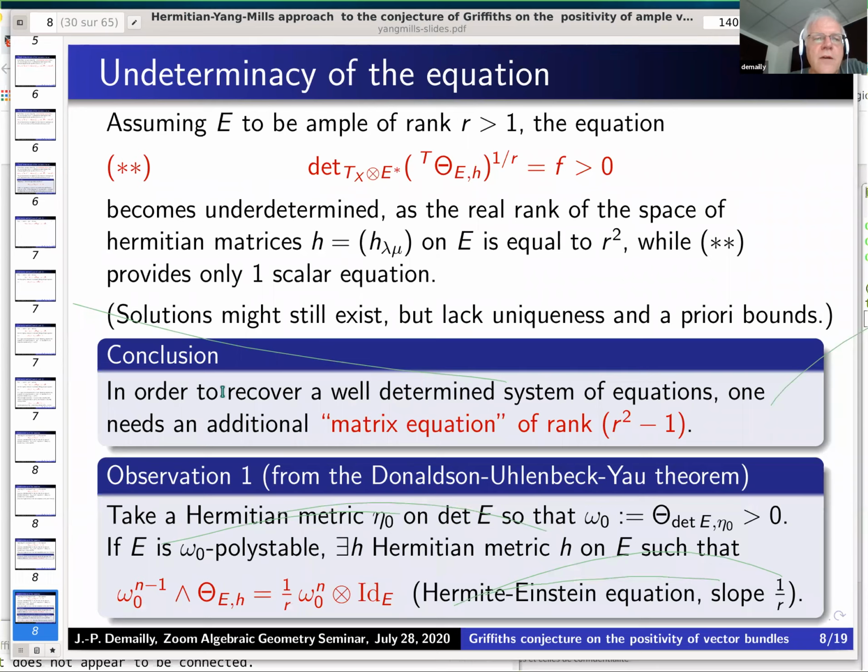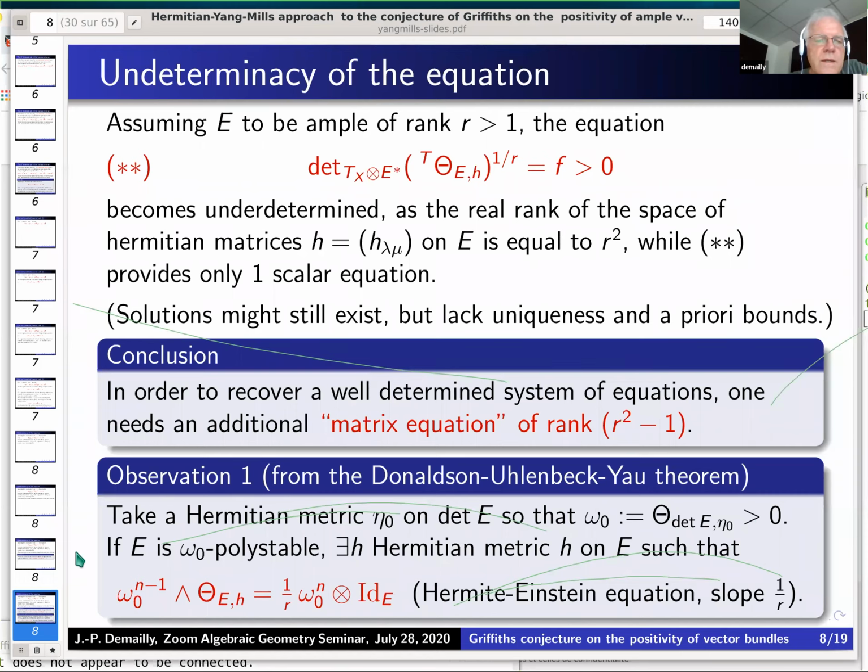And now an observation that comes from the Donaldson-Uhlenbeck-Yau theorem for the equivalence of stability of vector bundles is that if you have a Hermitian metric on the determinant of E, of course, E being ample implies that the determinant of E is ample. And then, of course, you get the polarization, omega 0, a positive Kähler form of integral class. And if E turns out to be polystable with respect to this polarization, then by Donaldson and Uhlenbeck-Yau, there exists a unique Hermitian metric H on E, which satisfies the Hermite-Einstein equation. And then the slope has to be exactly 1 over R because of the choice of omega 0.